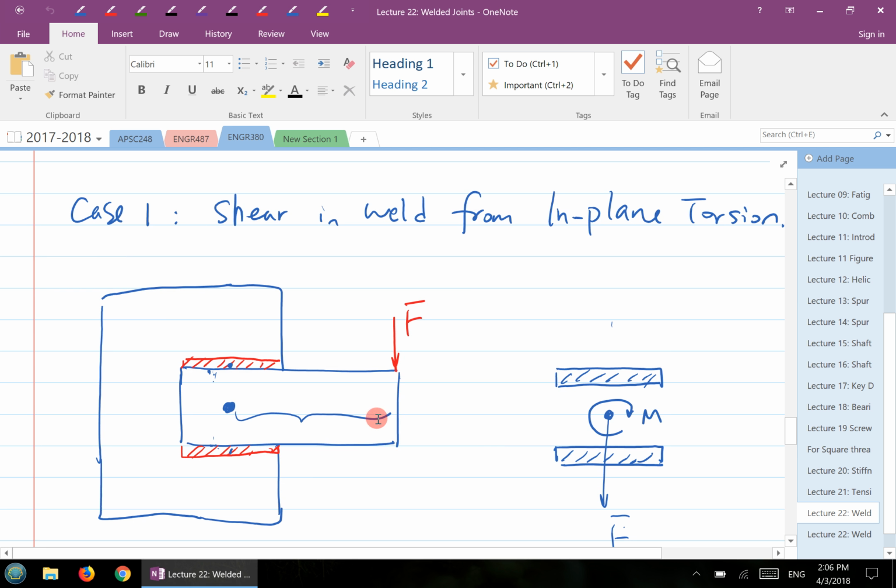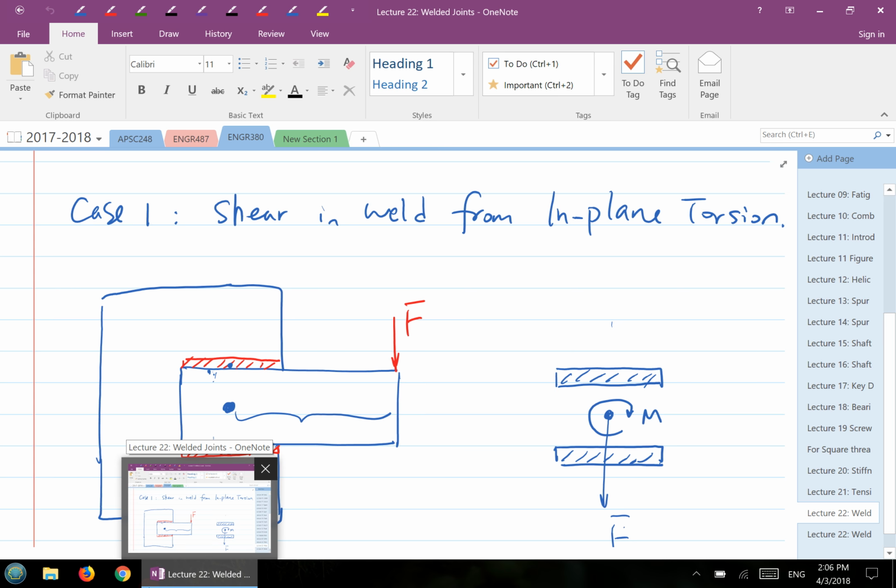I want you to clearly understand what in-plane is, and then I will talk about out-of-plane in the next one, case 2. In-plane means the F and the weld group are in the same plane. You have the weld group right here, and you have the F over here, so these two are in the same plane. That's called in-plane. When you apply F here, this is your weld group. You can have two parallel lines, or maybe a zigzag or that kind of thing. It really doesn't matter how you weld it; it's called a weld group.